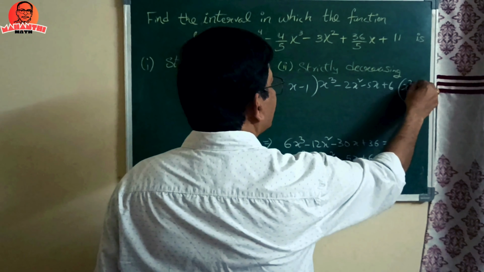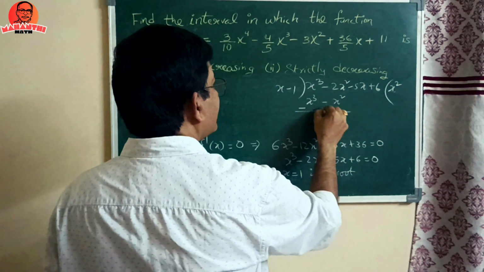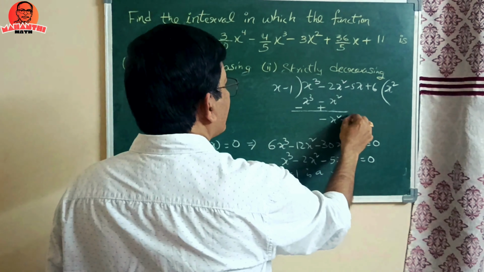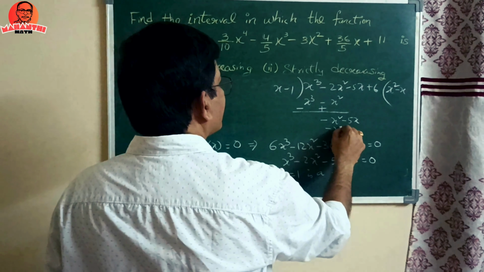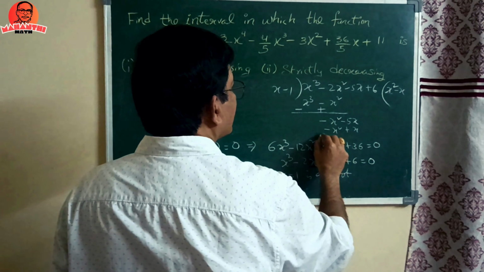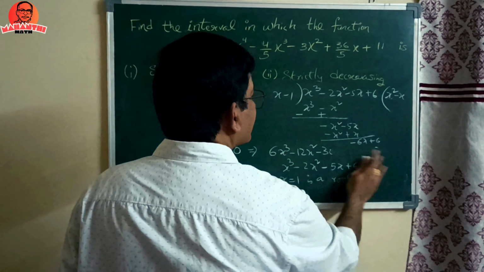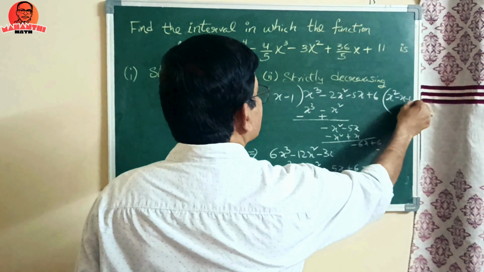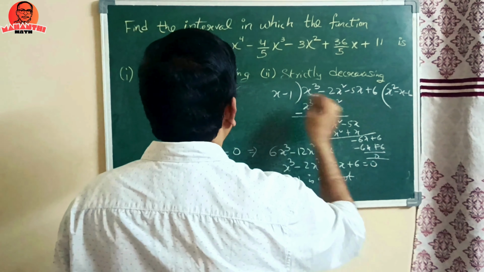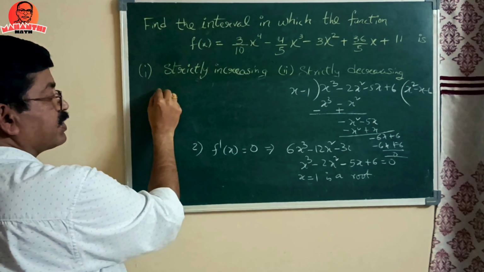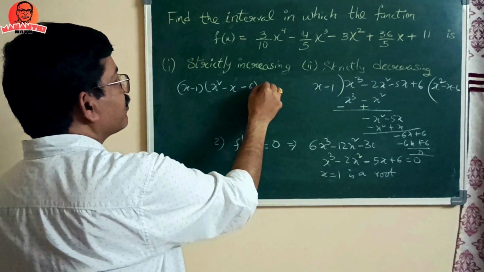All of you know the division: x square into x minus 1 gives x cube minus x square, change the sign, minus x square minus 5x minus x square plus x. Here what will come? Minus 6x plus 6, and minus 6 into x minus 1 gives minus 6x plus 6, remainder is 0. So actually the equation is now x minus 1 into x square minus x minus 6 equal to 0.